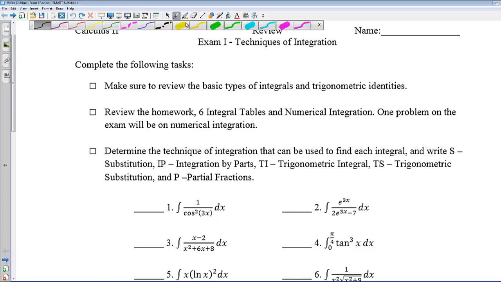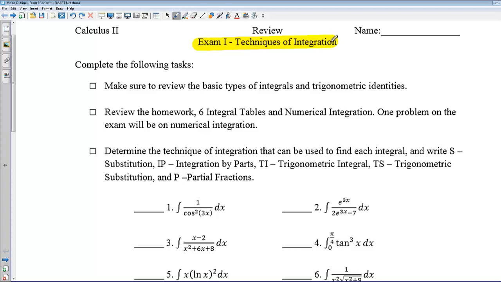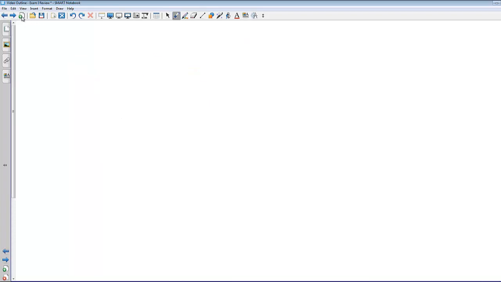So it's time for Fun with Math, and today we're going to do the review for Exam 1 on techniques of integration. So the review here, you're supposed to complete the following tasks. The first thing you want to talk about: make sure that you guys review the basic types of integrals. So let me go through this real quickly with you.